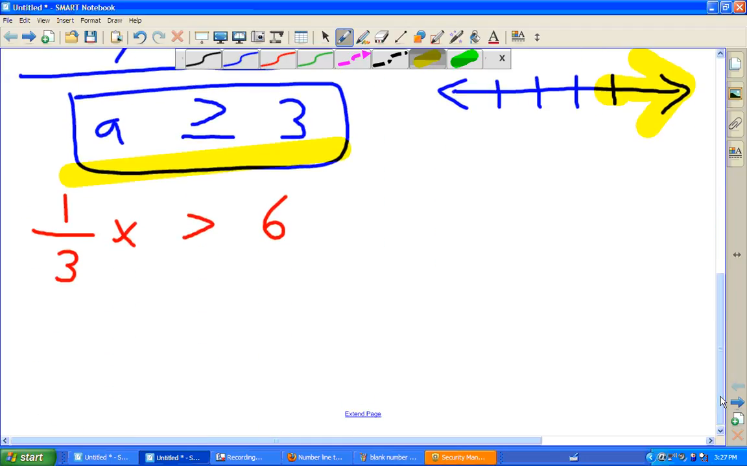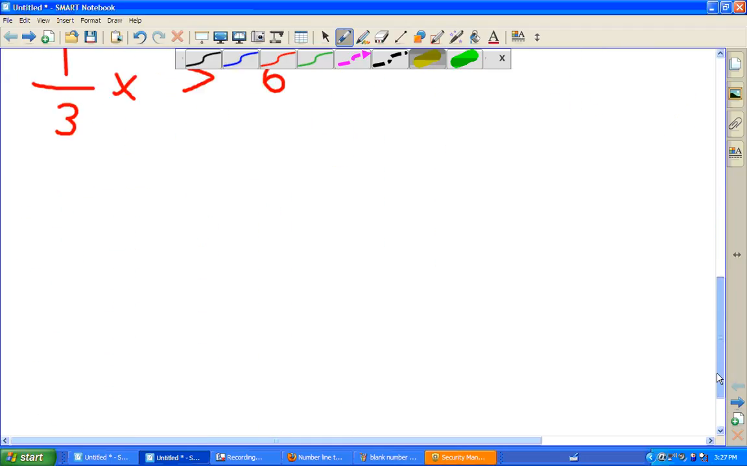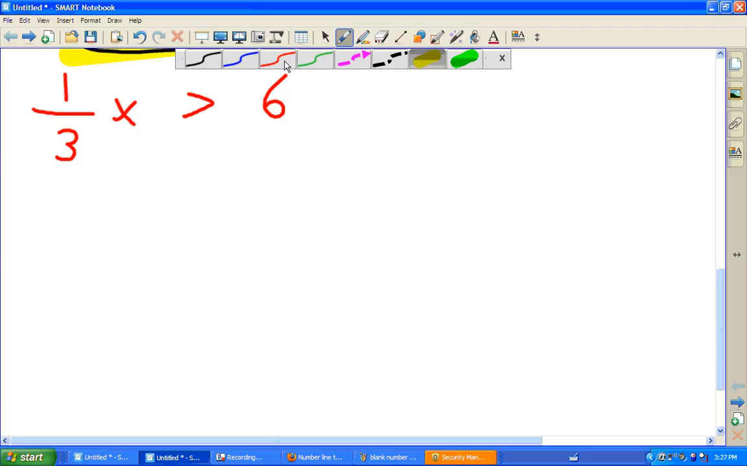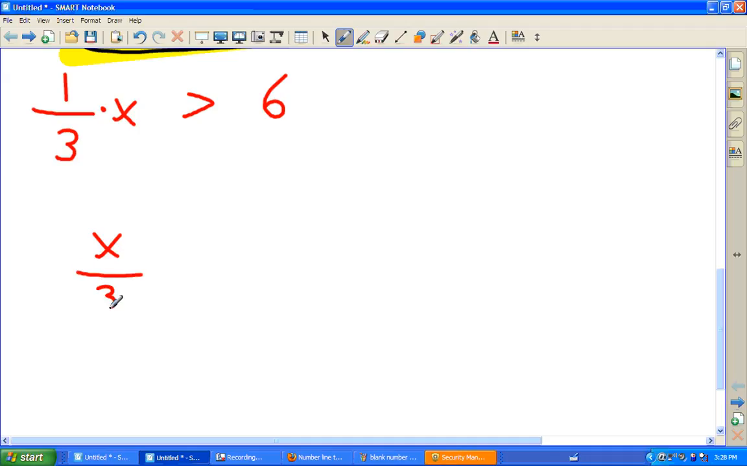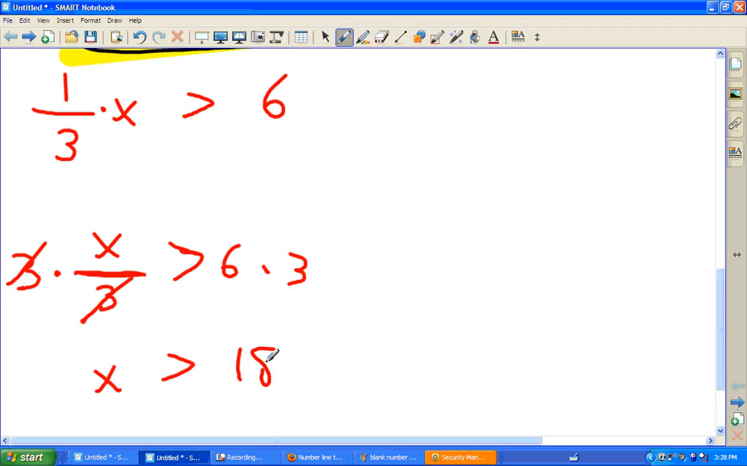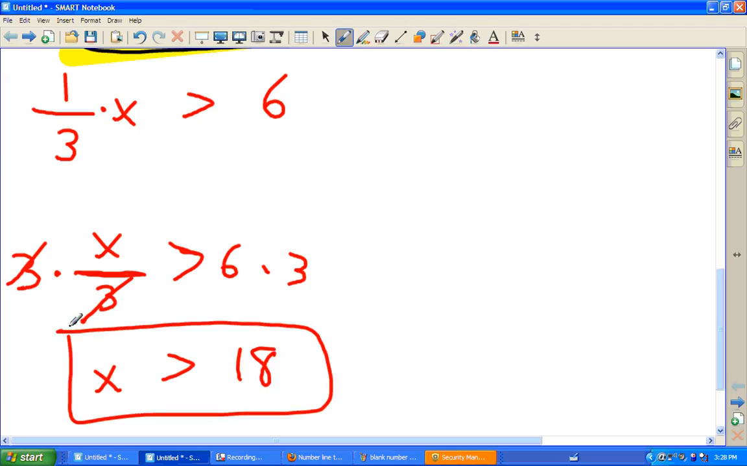All right, moving on. Let's go up a little bit here. 1/3 x is greater than 6. Okay, if I had multiplied by 1/3, the way to do that, 1/3 times x is the same as dividing by 3. I could write this as x divided by 3. It's greater than 6. If I wanted to undo the division, I could multiply by 3, so let's do that. 3 divided by 3 cancels. I'm left with just x. That's what I wanted. Greater than 6 times 3 is 18. Pretty straightforward. There's my answer.